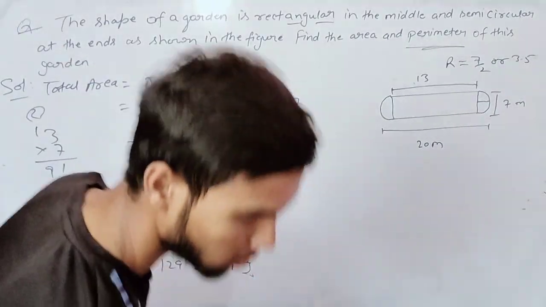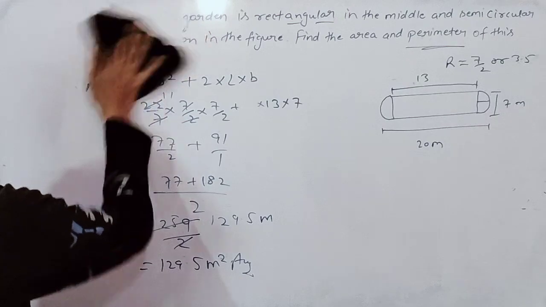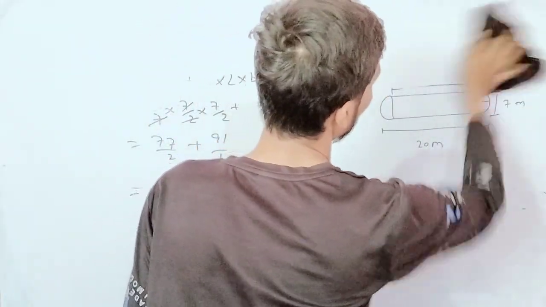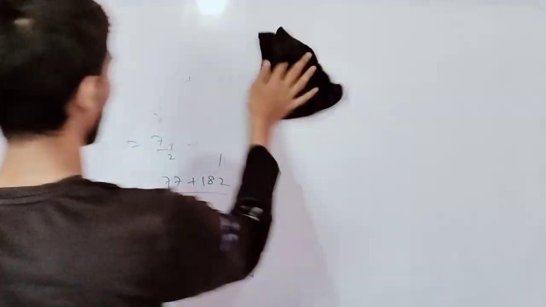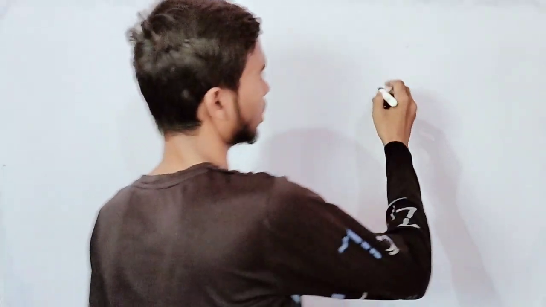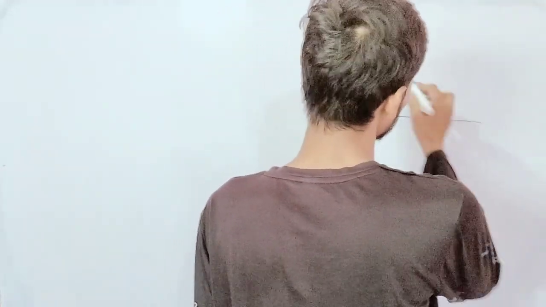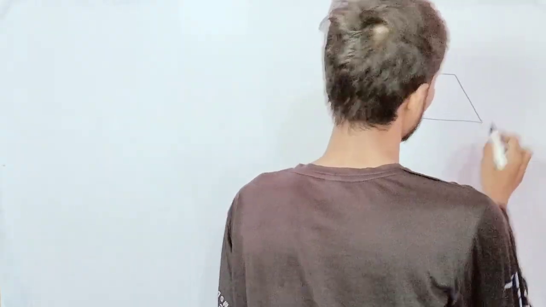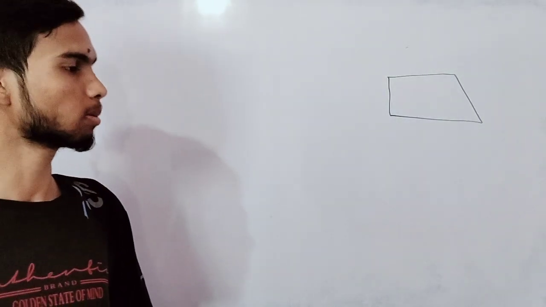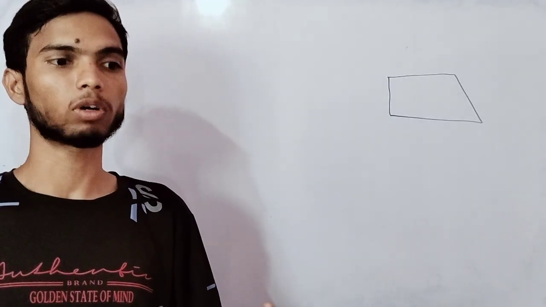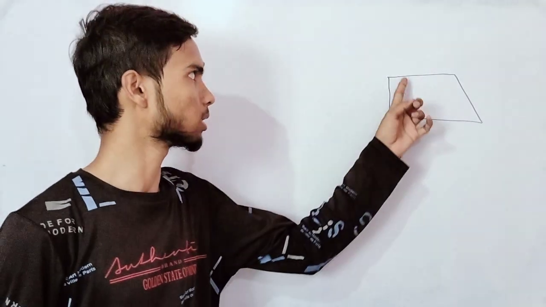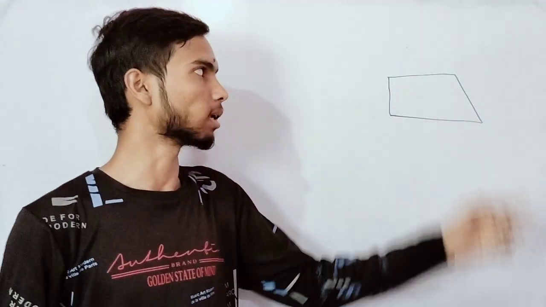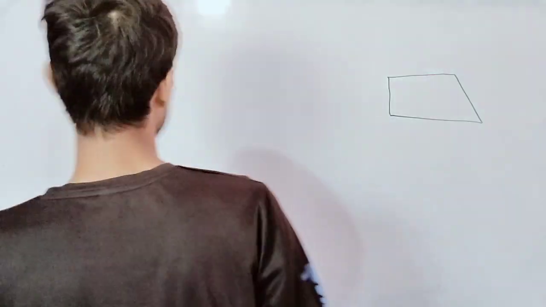Now next question. Next question is trapezium. Trapezium means one pair of parallel lines and one pair of non-parallel lines. This is parallel lines and this is non-parallel lines. Here this is known as a trapezium quadrilateral. Trapezium.